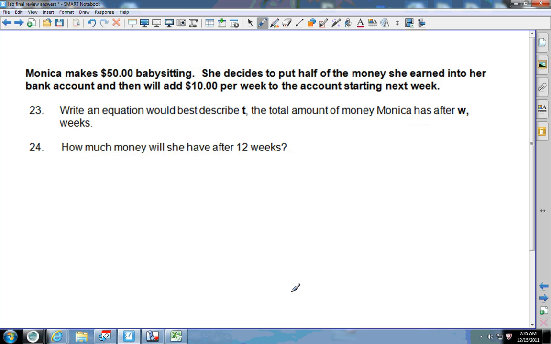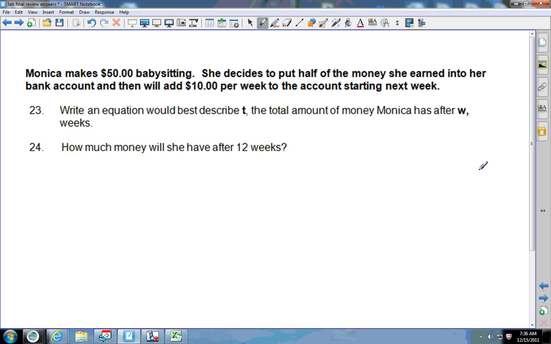Next it says, Monica makes $50 babysitting. She decides to put half of the money she earned into her bank account, and then will add $10 per week into her account starting next week. Write an equation that best describes T, the total amount of money that Monica has after W weeks.